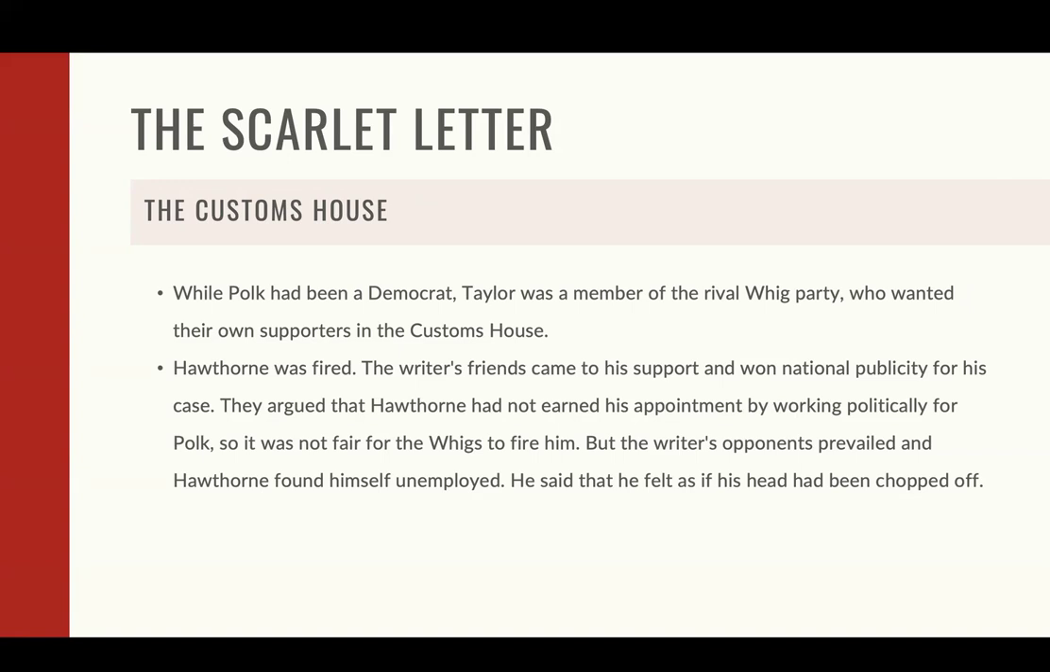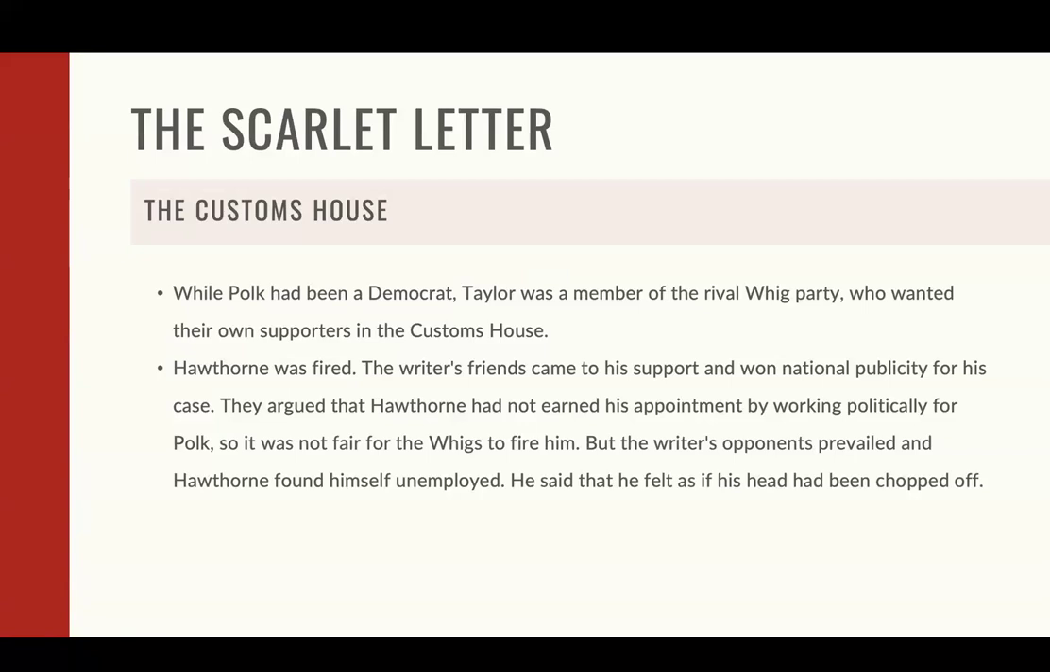All Hawthorne's friends came to his support, and he won national publicity for his case against being removed from his job. They argued that Hawthorne had not earned his appointment by working politically for Polk, so it was not fair for the Whigs to fire him. However, the writer's opponents prevailed, and Hawthorne found himself unemployed.